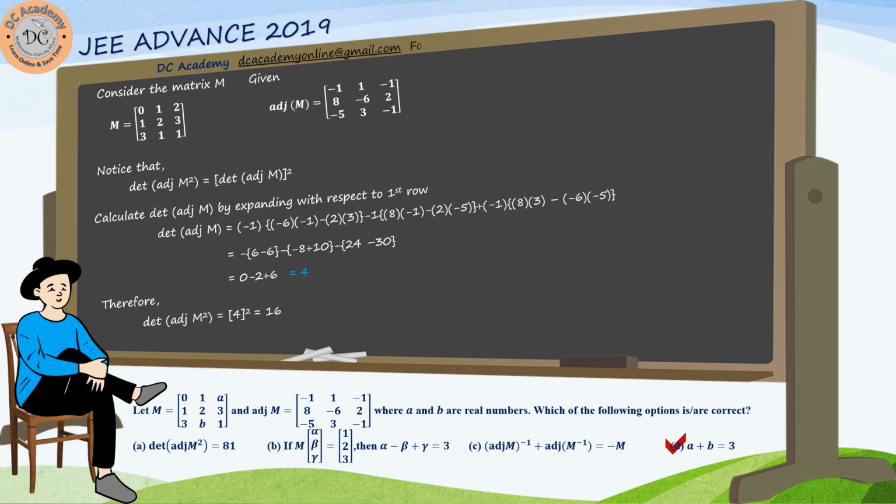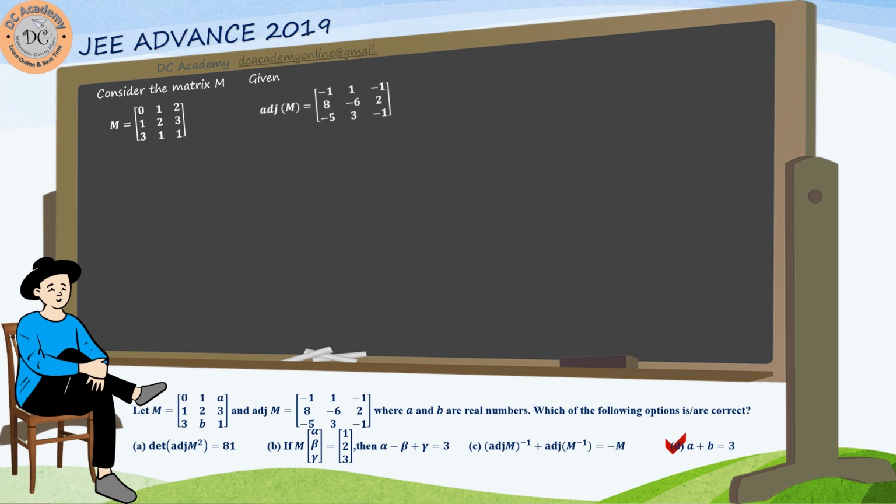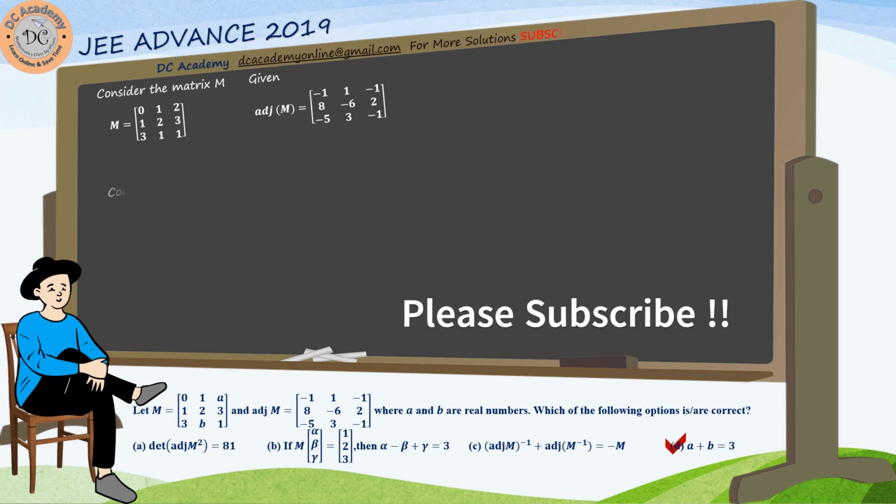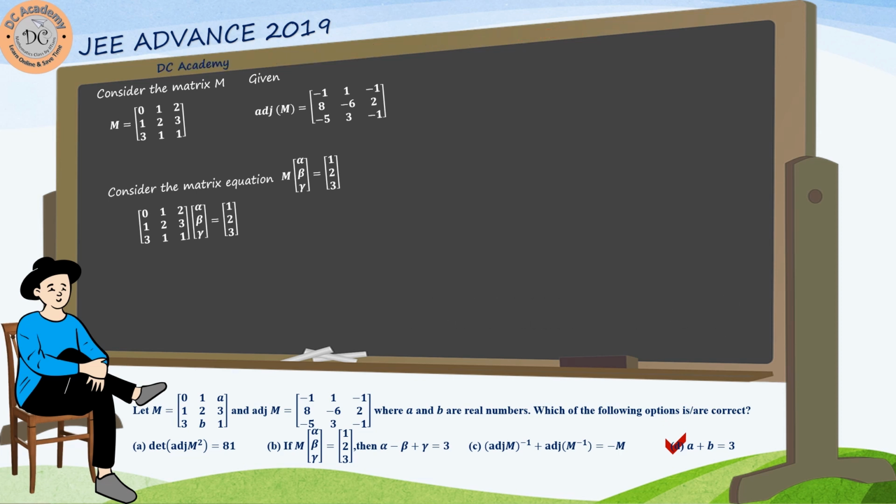So first we concentrate on option B. Okay, let's go ahead. So here, notice, we have to check option B now. To check option B, we go ahead and take the matrix equation: M into alpha beta gamma is equal to 1, 2, 3. Put the matrix alpha beta gamma and the matrix M, right? So we get a matrix equation.